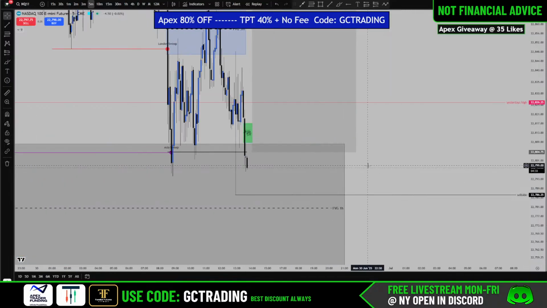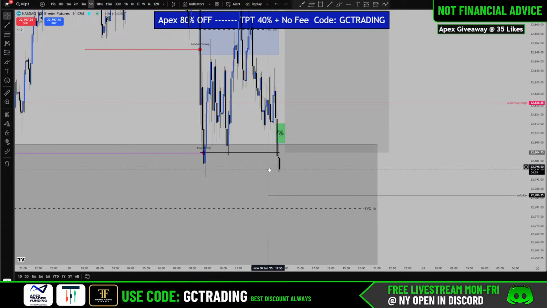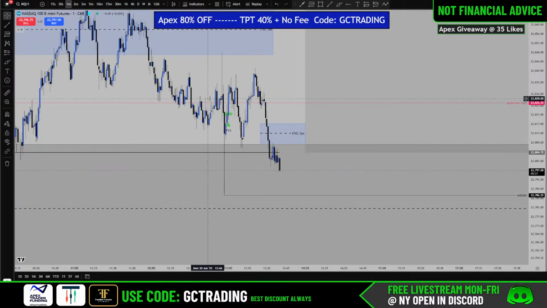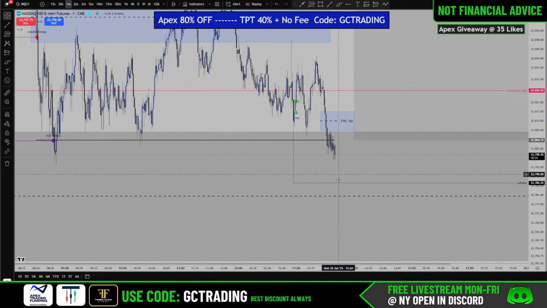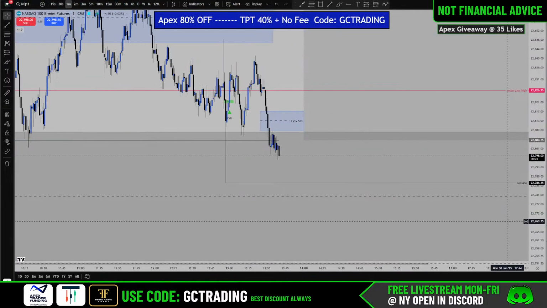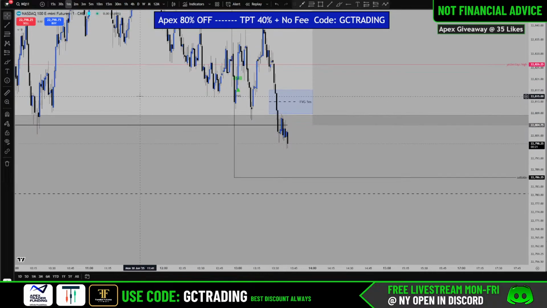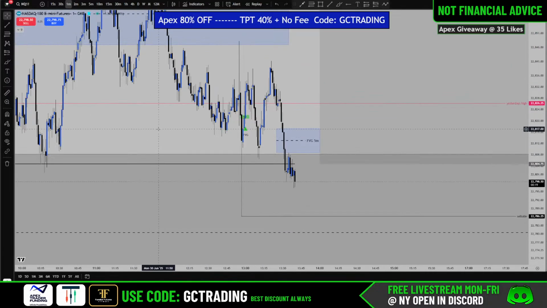All right, so yep, it's closed. So there's our 5-minute gap right there. If we can get some type of pullback into that, could look for something like that. It might just kind of melt off here though. So we'll see.